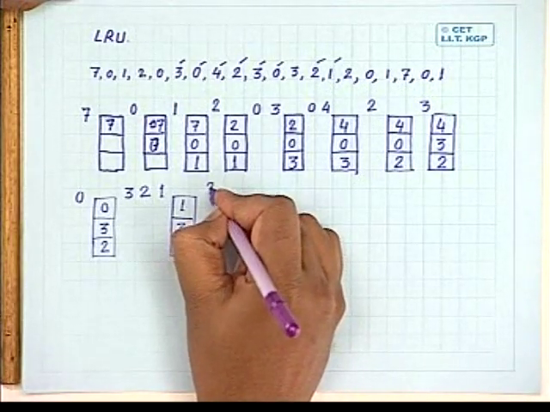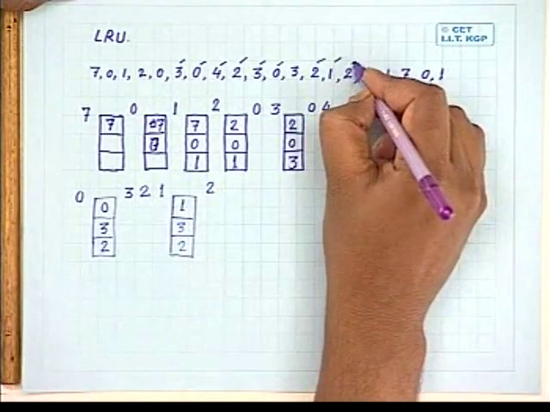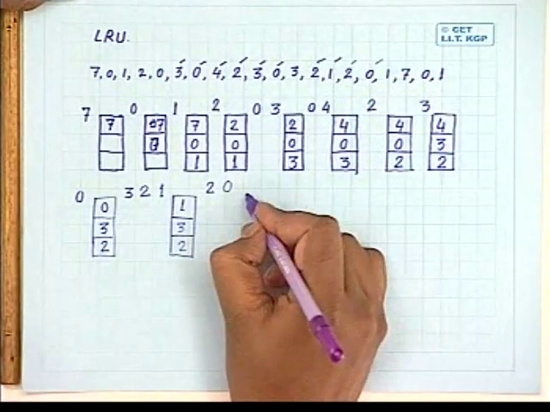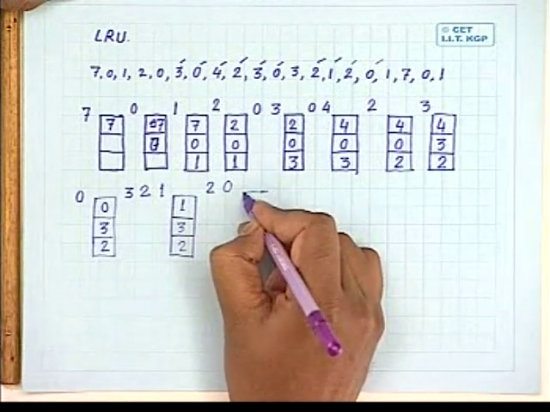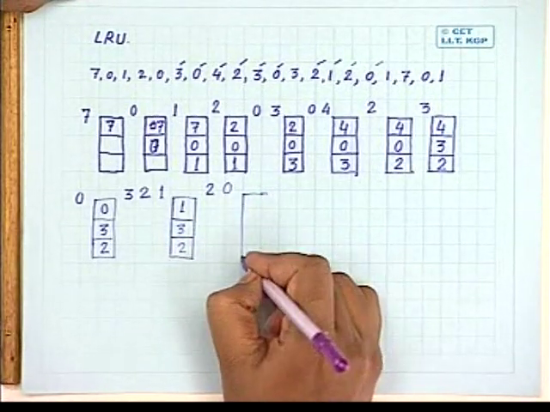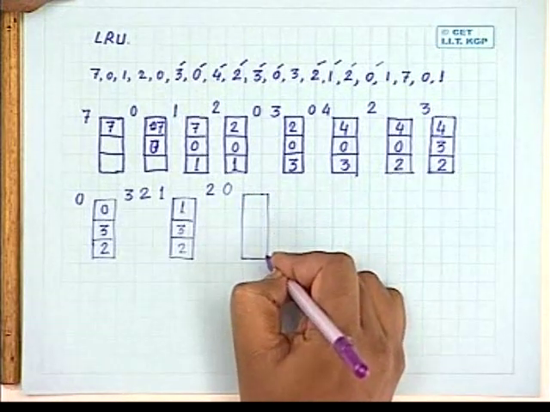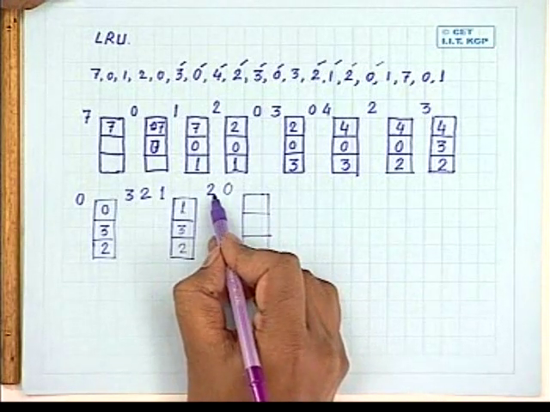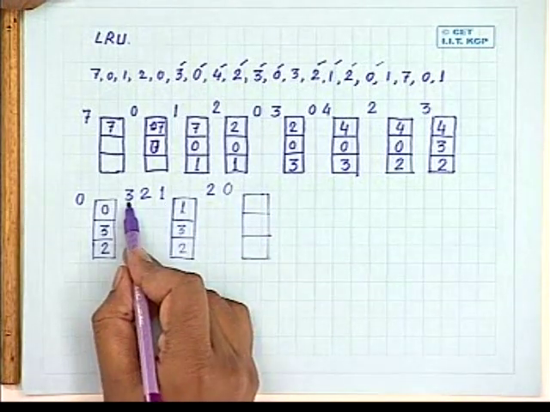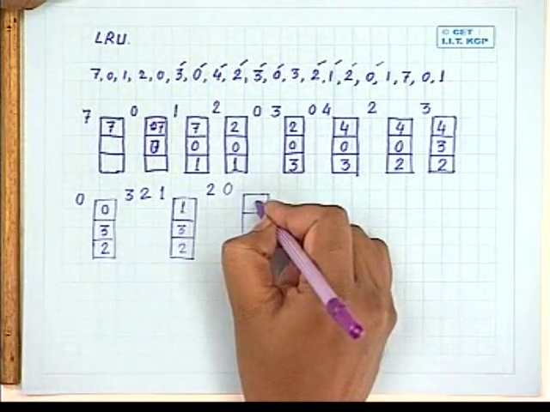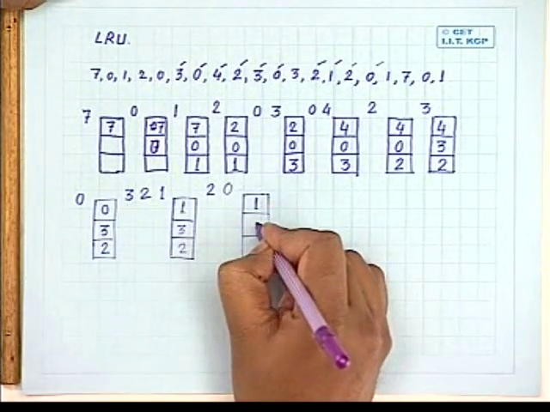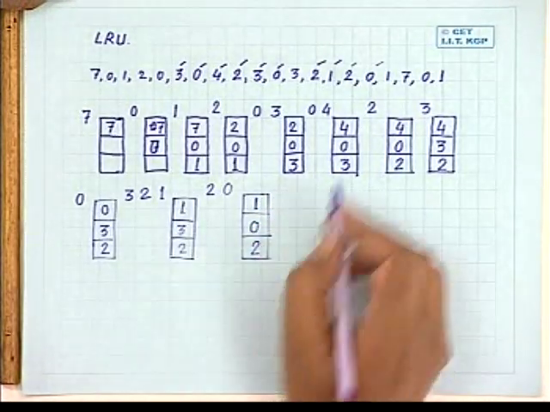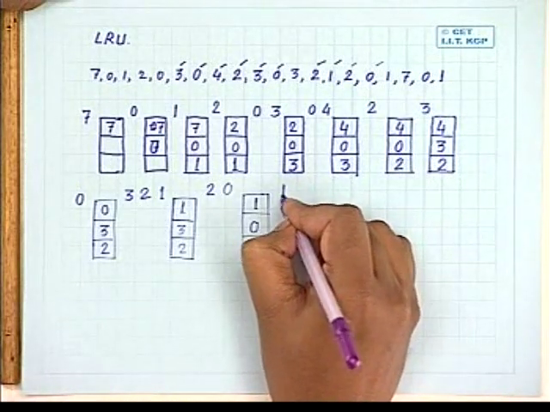Okay. Next time 2 is referred, no page fault. Then 0 is referred, again there is a page fault. And now the page which will be replaced is... two is most recent, before that 1, 3 is least recent. So I replace page number 3 by page number 0. So I have 1, 0, 2. Okay. Next time again 1 is referred, there is no page fault.